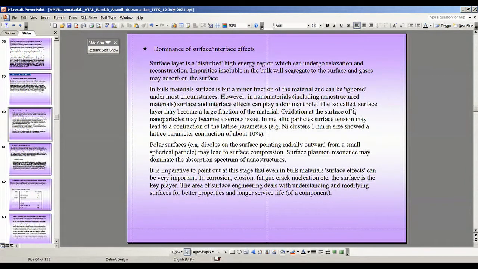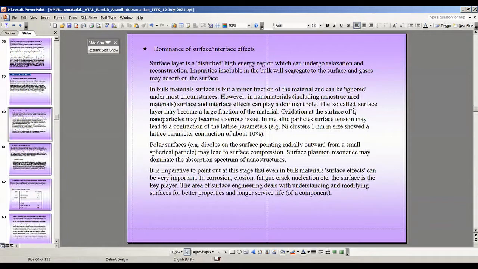The second important thing which you need to keep in mind is the dominance of surface and interface effects. Please keep this in mind, it's very important. Because, for instance, you were talking about creep in materials, or even yield strength of materials. If there is surface and interface or diffusion, for instance, interface diffusion can dominate the whole process here in nanoscale materials.